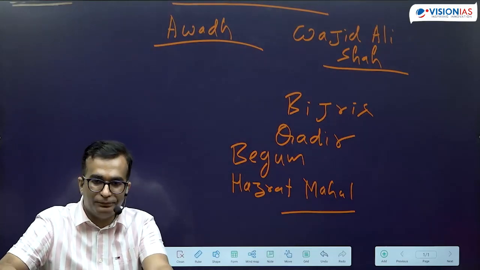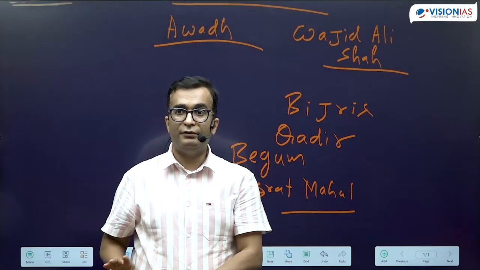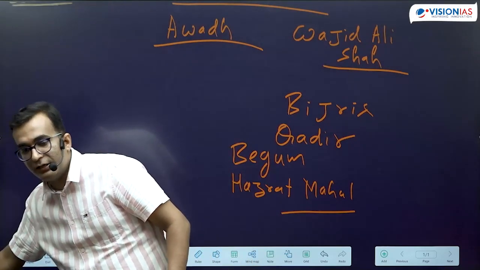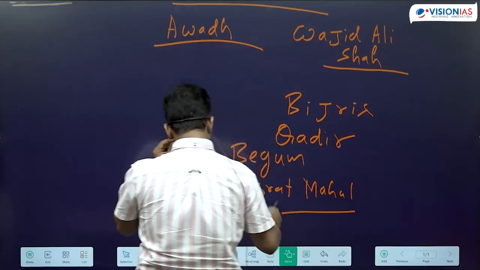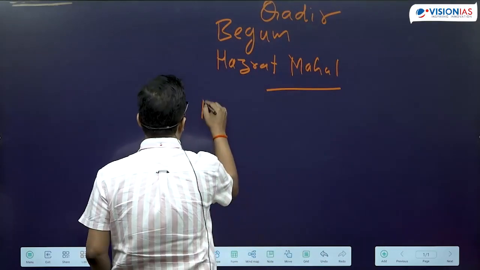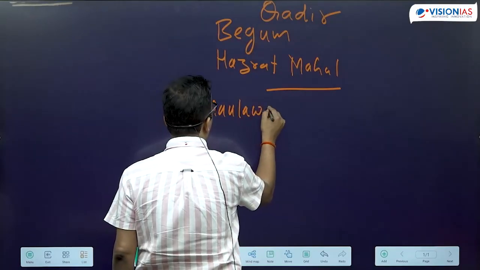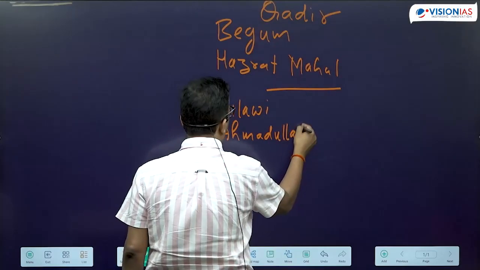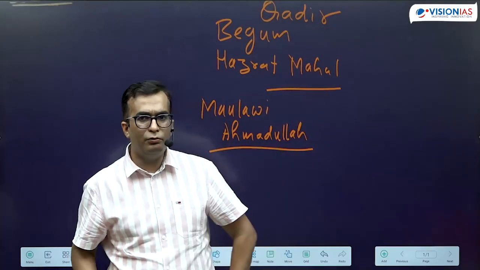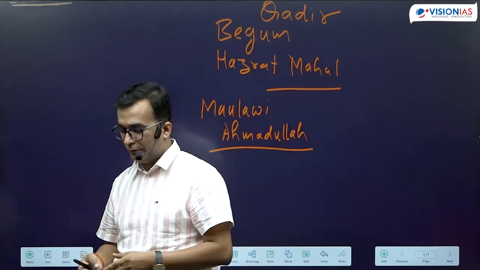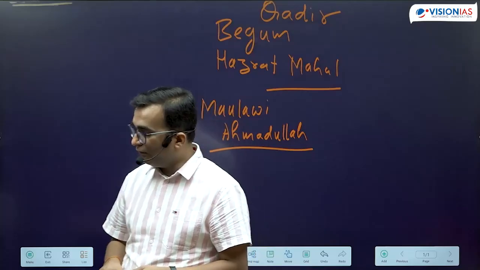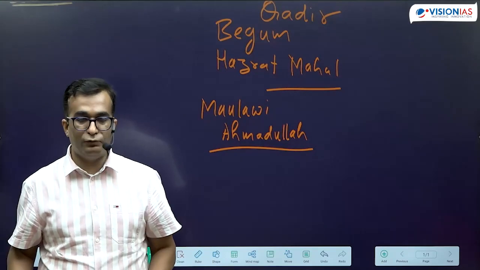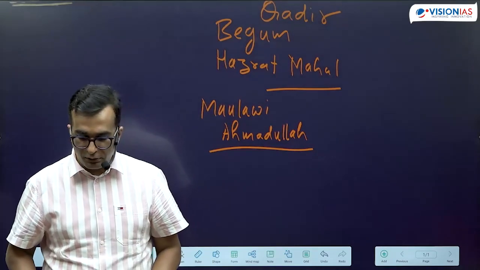So mention, after Awadh, you write Faizabad. In Faizabad you write: Revolt was organized by Maulavi Ahmadullah, whose rent-free estate was confiscated by the orders of the Inam Commission.